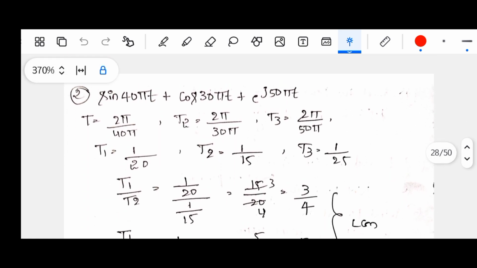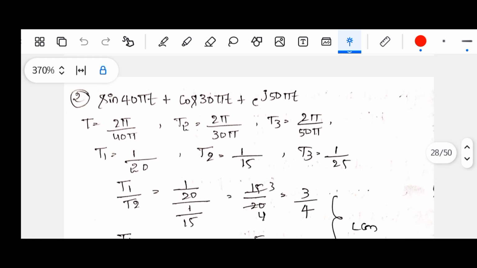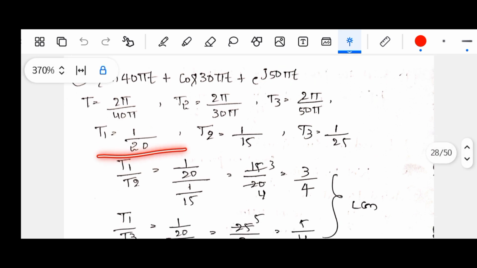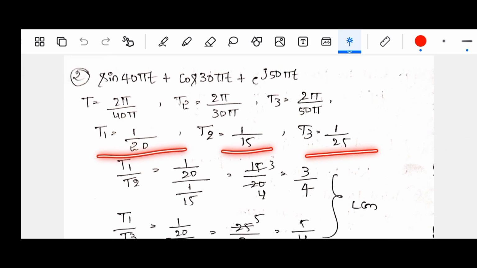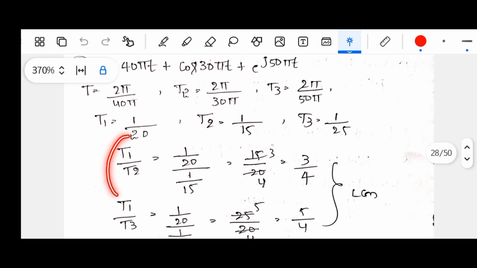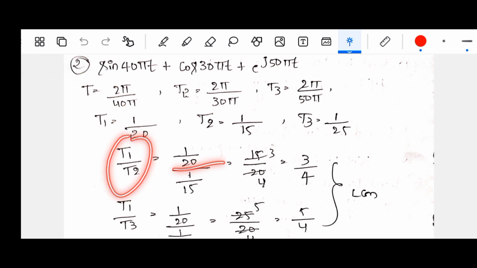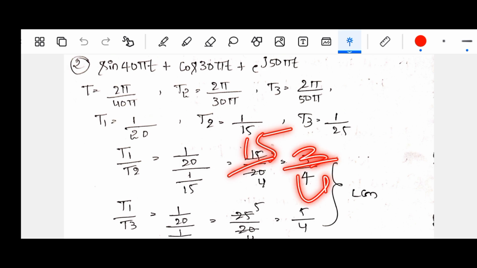Next, the second one: sin 40 pi t plus cos 30 pi t plus e to the power of j 50 pi t. Let's find out the T1, similar to the above problem. T1 is equal to 2 pi by 40 pi. T2 is equal to 2 pi divided by 30 pi. T3 is equal to 2 pi divided by 50 pi. So we will get T1 as 1 by 20, T2 as 1 by 15, T3 as 1 by 25. Let's solve T1 by T2, which will be 1 by 20 divided by 1 by 15. Therefore, it will be 15 by 20. Therefore, the answer will be 3 by 4.